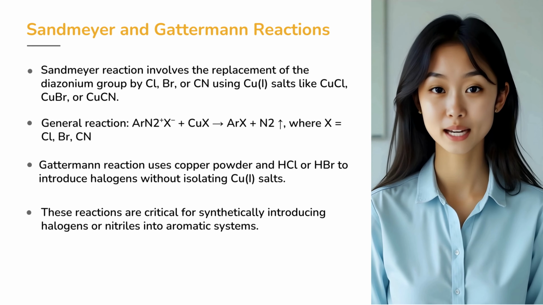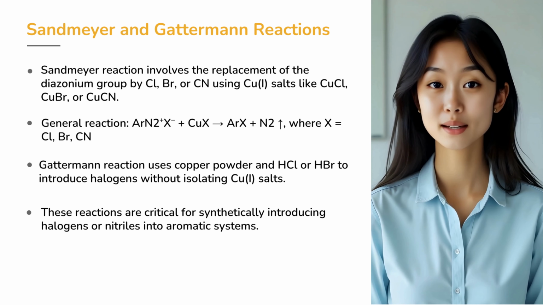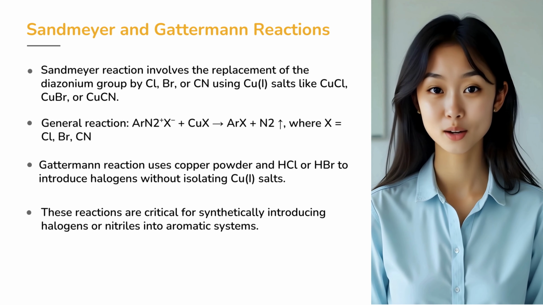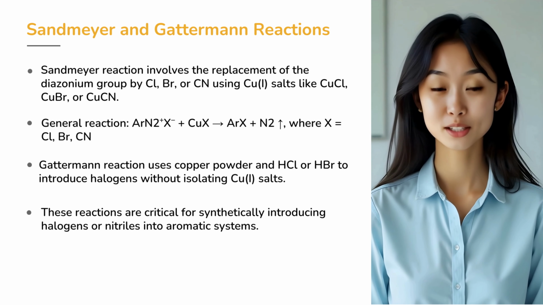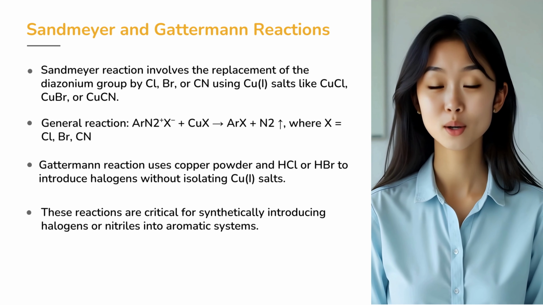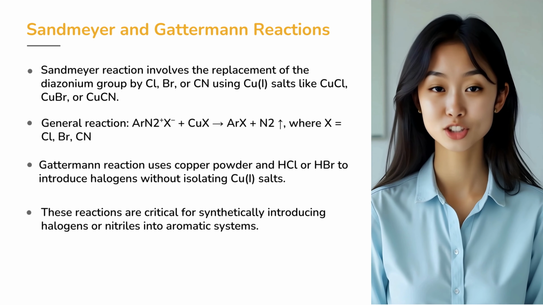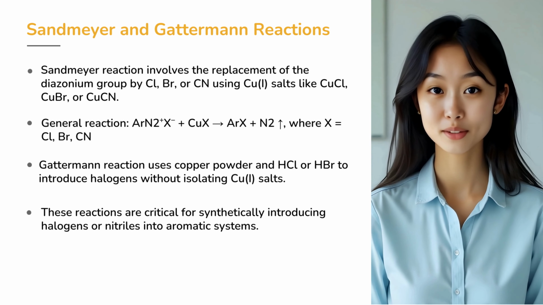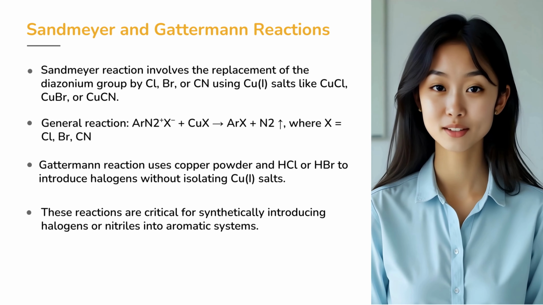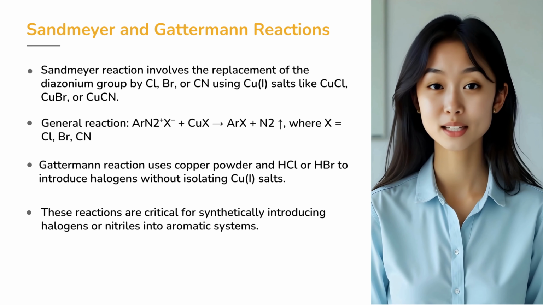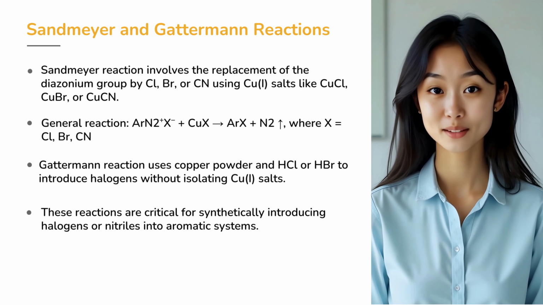Picture copper(I) chloride, copper(I) bromide, or copper(I) cyanide. These helpers are crucial players. The general reaction goes: aromatic diazonium salt plus copper(I) salt yields the aryl halide or nitrile plus nitrogen gas escaping. Simply put, ArN2+ X- plus CuX gives ArX plus nitrogen gas.